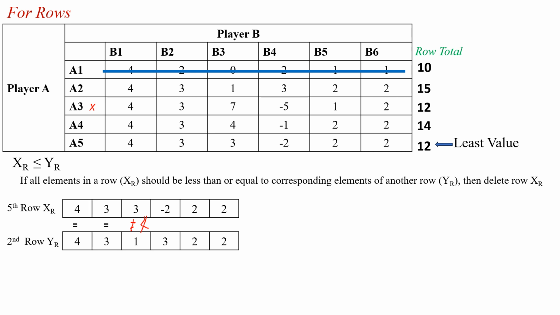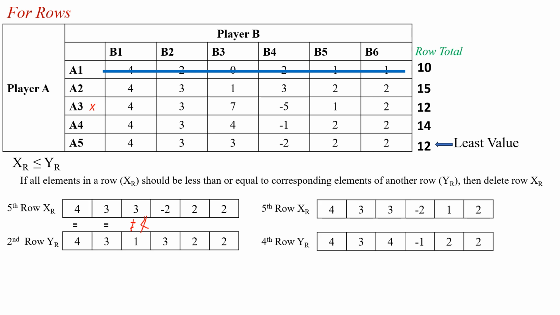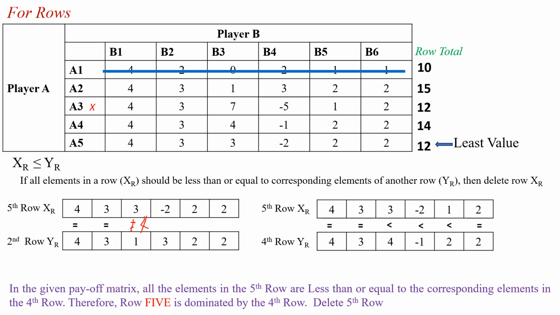Then compare this fifth row's elements with the fourth row. So here 4 equal to the 4 and 3 equal to the 3 and 3 is less than the 4, minus 2 is less than the minus 1 and 1 is less than the 2 and 2 equal to the 2. So in the given payoff matrix, all the elements in the fifth row are less than or equal to the corresponding elements in the fourth row. Therefore, row 5 is dominated by the fourth row. Then you have to delete the fifth row.